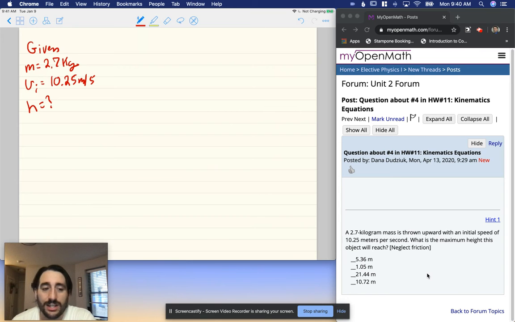I'm being asked to neglect friction. That's just like bonus information. And what that kind of clues us in, if I draw this picture here, what we see is that the object is going to be traveling upwards. Okay, and the whole time it's moving upwards, it's going to be slowing down because of gravity, because of the acceleration due to gravity. That is 9.81 meters per second squared.